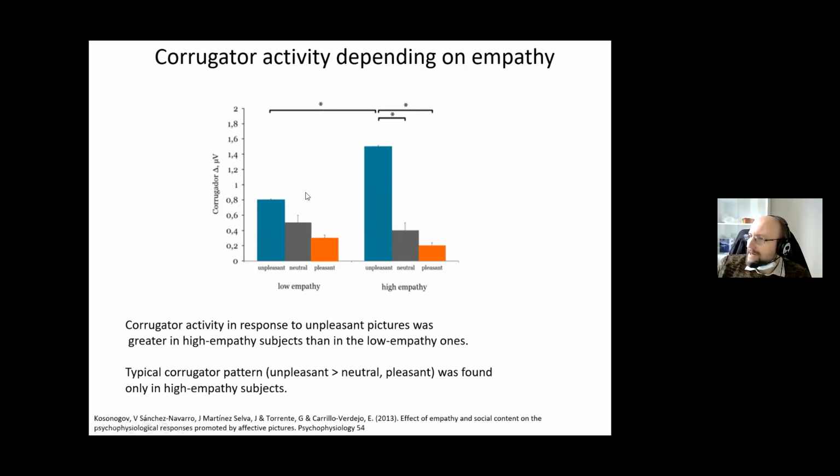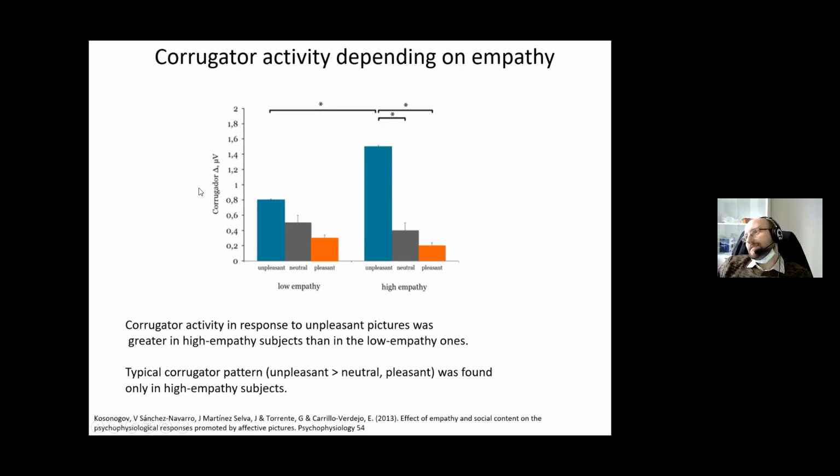Here we present some additional data from our studies, where we divided our subjects depending on empathy, and we show that only people with high empathy in reality display this pattern. So in their case, unpleasant pictures did evoke the corrugator activity, frowning of the brow, in comparison with neutral and pleasant pictures. People with low empathy did not display this pattern. And if we compare people with low and high empathy, people with high empathy presented significantly greater frowning of the brow, the activation of the corrugator.